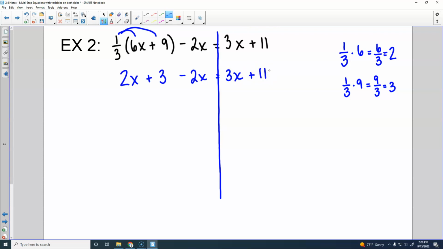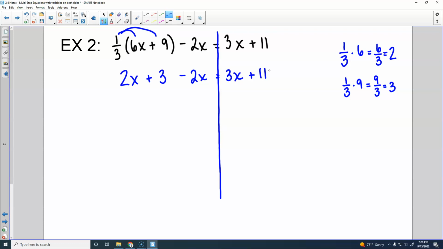Multiplying by 1/3, what's that the same as doing? Dividing by 3, right? Yes, as long as the numerator is 1. Yep, so essentially all you're really doing there is 6 divided by 3, which gives you 2, 9 divided by 3, which gives you 3. So, you might be able to do that in your head.